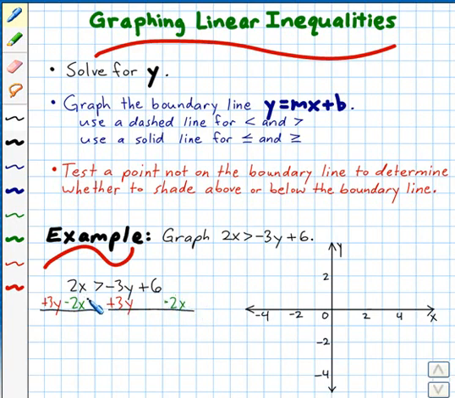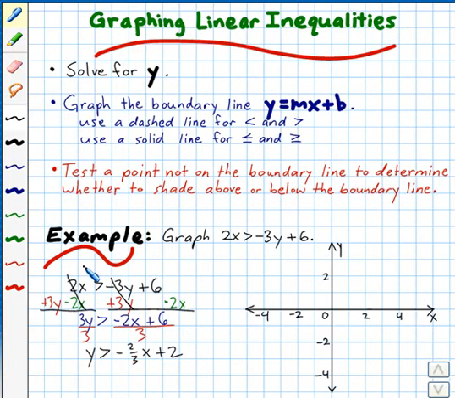On the left side, the 2x's will cancel out, and on the right, the 3y's will cancel out. So our next step will say 3y is greater than negative 2x plus 6. And to isolate y, we need to divide each side by 3. So our inequality solved for y is y is greater than negative 2/3 x plus 2.